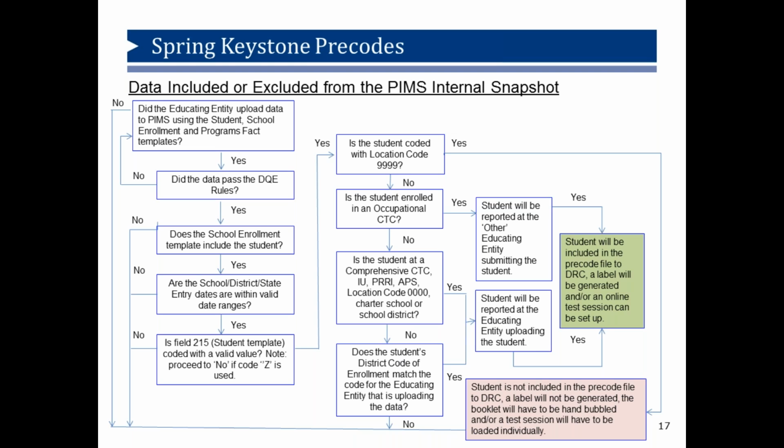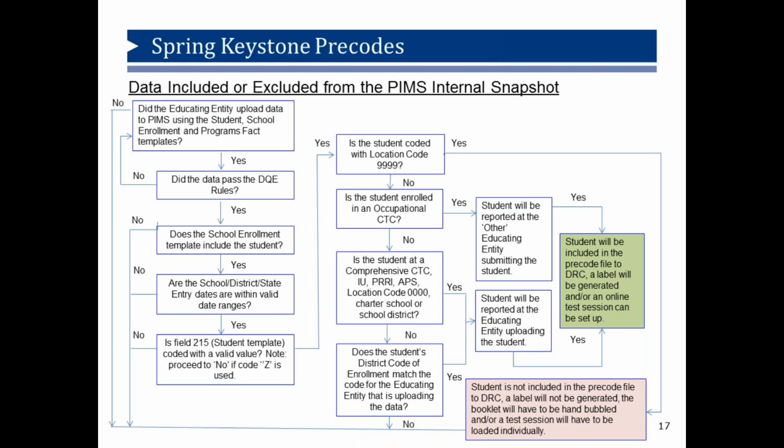If yes, then the student will be reported by the other educating entity. Other is defined as an educating entity of any other type. See notes on slide 14 for more details. If no, then we move on to the next question. Is the student at a comprehensive CTC, IU, PRRI, APS, or location code 0000, charter school, or school district?